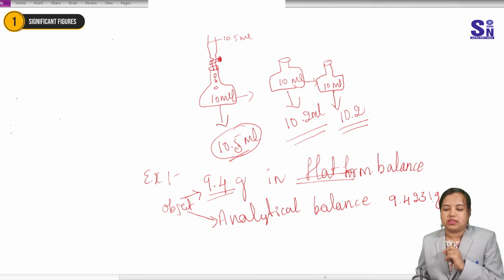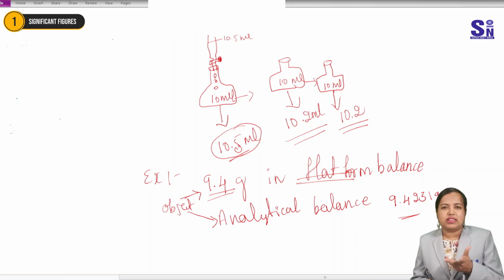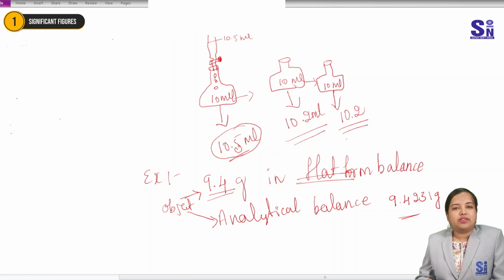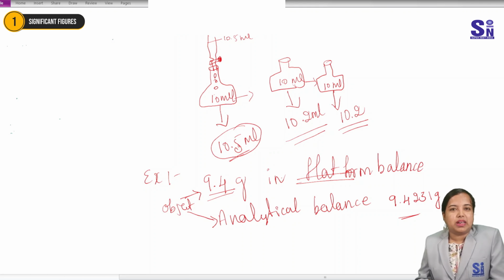9.4231 grams. So what is the difference? Even though you weigh the same object in different weighing machines, you get different measurements, right? Why? I already told you: because of your instrument, or because of nature, or human error, it may be the cause. And in a platform balance, the negligible amounts will not be shown to you.